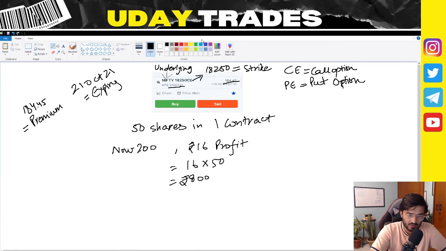So this is what an option contract looks like. This is the underlying Nifty. This is the strike. This is the call option, this is the put option. This is the premium, and 21st October 21 is the expiry.